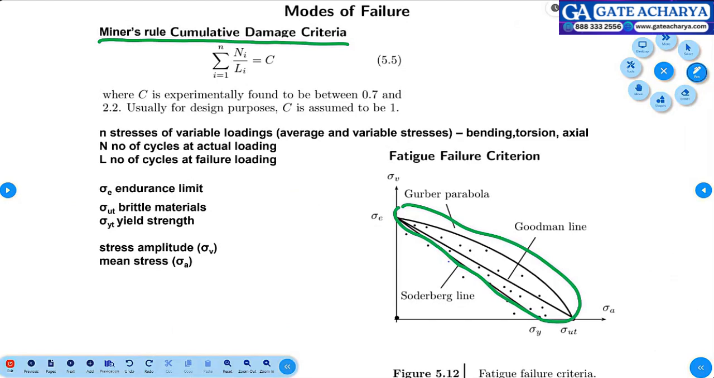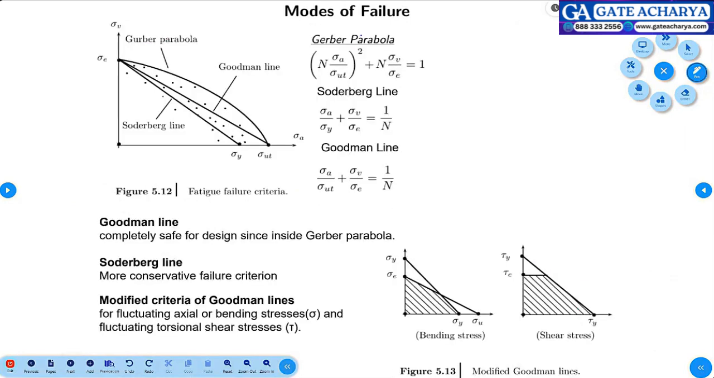So sigma E means endurance limit, UT means ultimate tensile strength for brittle material, and YT is yield strength for ductile material. Sigma V is the stress amplitude. Sigma A is the mean stress. I have given this.